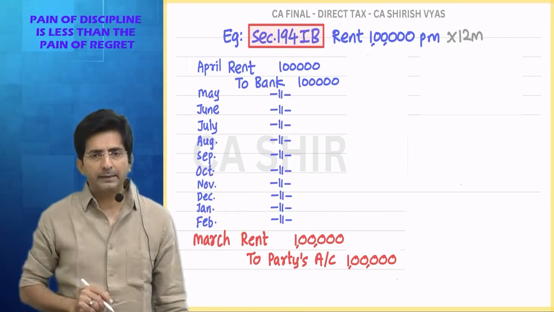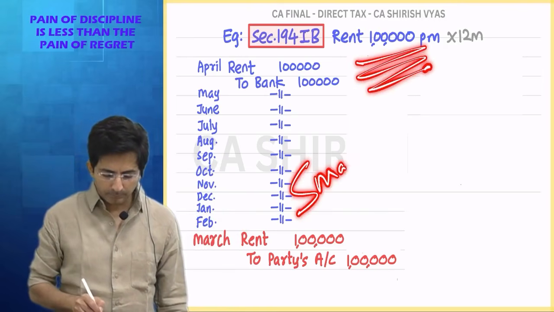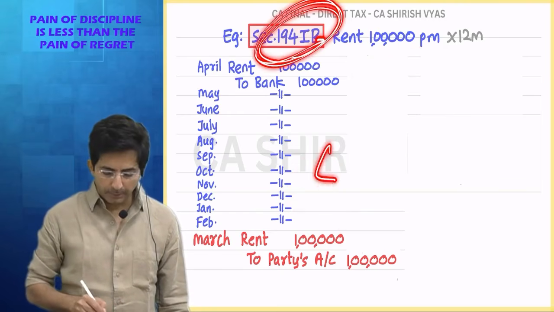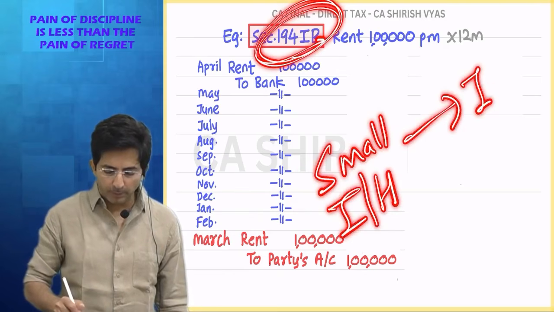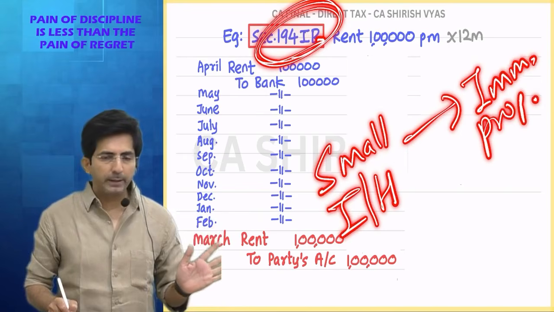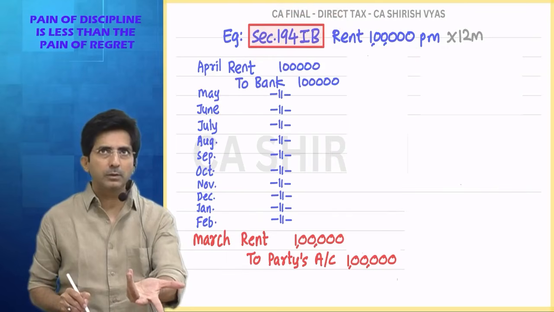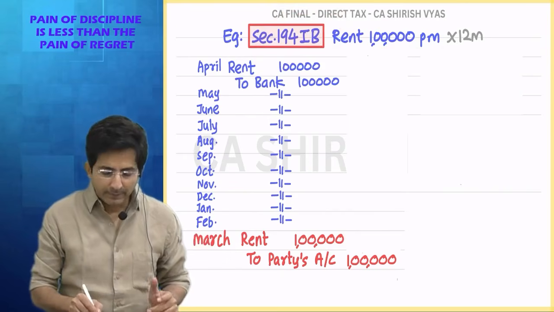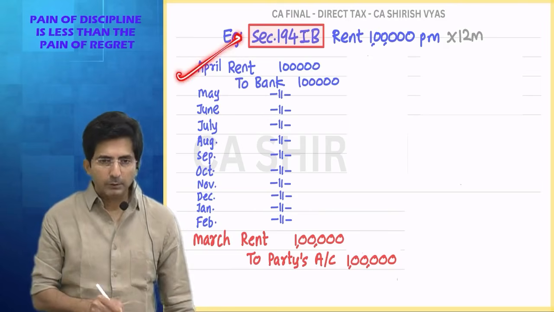So try this example. Assume my rent is 1 lakh per month and it is paid by a small individual. Tell me, for 194 IB, what is the condition? The payer should be a small individual or HUF, and the rent should be of immovable property. So assume in my example a small individual or HUF is paying immovable property rent of 1 lakh per month, which is more than 50,000 per month. 50,000 was the threshold, right? TDS is at what rate? Under 194 IB, the rate of TDS is 2%.